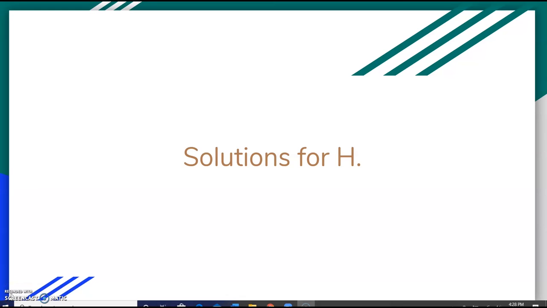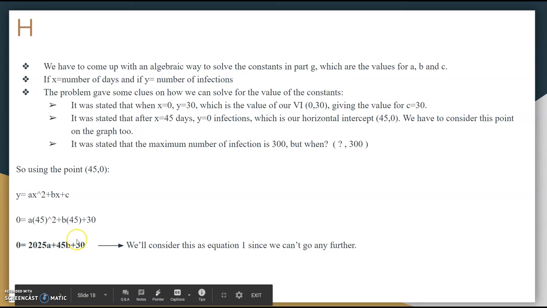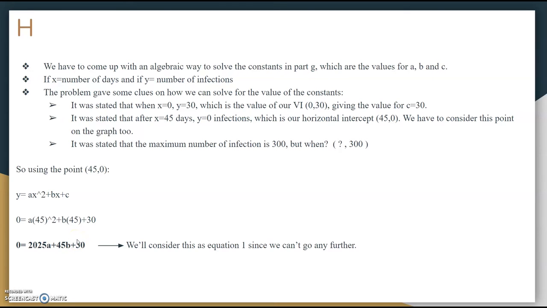Now let's try to solve H. Honestly, this is the hardest part, and it's really a challenge for me personally. For letter H, we have to come up with an algebraic way to solve for the constants in part G, which are the values for A, B, and C, if variable x represents the number of days and y represents the number of infections.